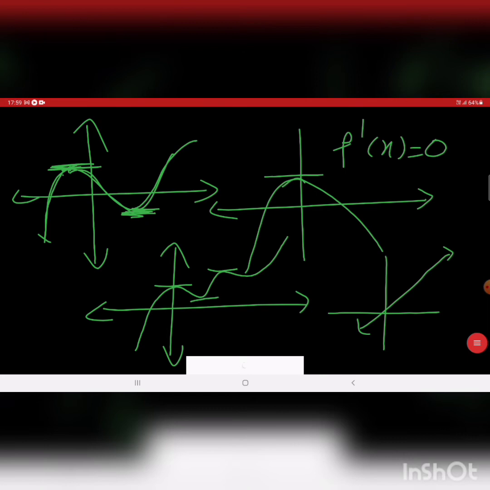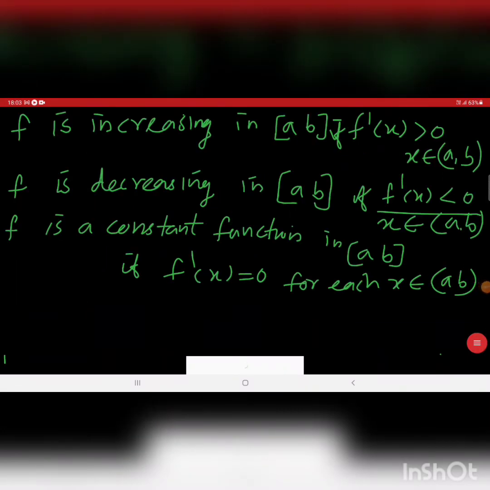Now theorem 1. Let f be continuous on [a, b] and differentiable on the open interval (a, b). Then f is increasing in [a, b] if f dash x greater than 0 for each x belongs to (a, b). f is decreasing in [a, b] if f dash x less than 0 for each x belongs to the open interval (a, b). And f is a constant function in [a, b] if f dash x equal to 0 for each x belongs to (a, b).